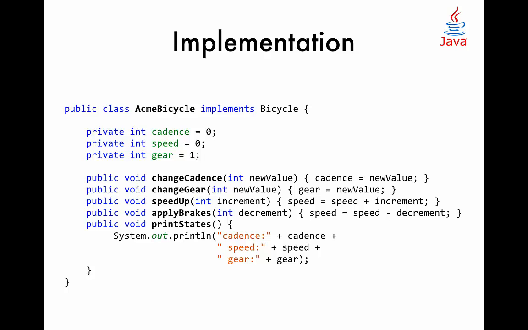Here's an implementation for the interface we saw in the previous slide. Acme Bicycle implements bicycle. It has everything a class needs in order to create objects. It has fields and it has bodies for all the methods that are declared in the interface.